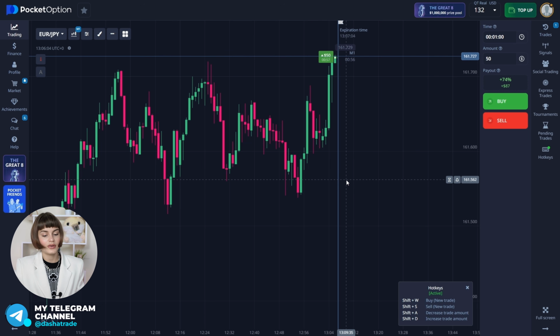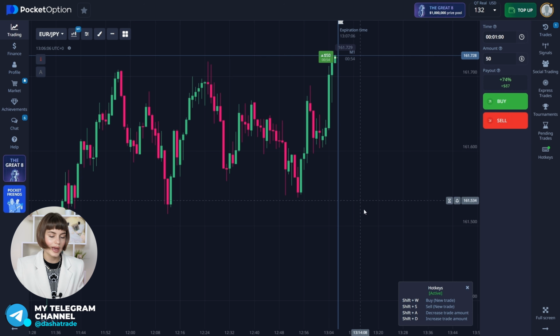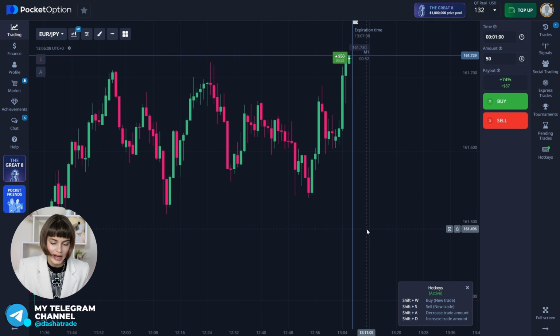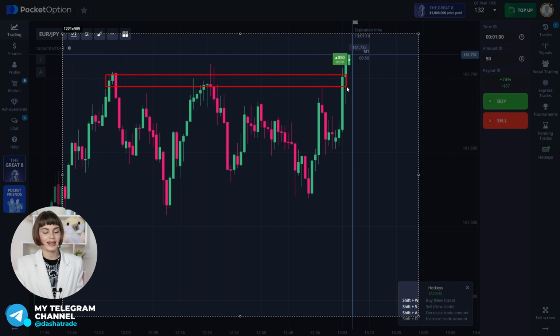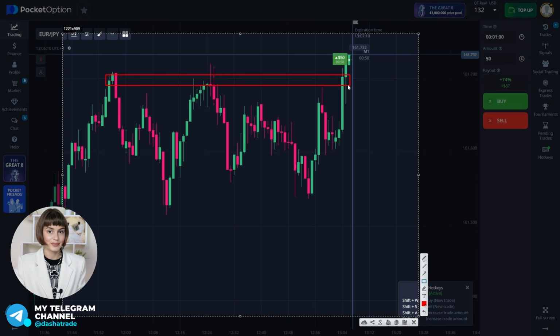I also used $50 for the trade. By the way, while I was waiting for the right moment to enter the trade, the level was already being broken through. As you can see, the chart immediately went in the direction I expected.